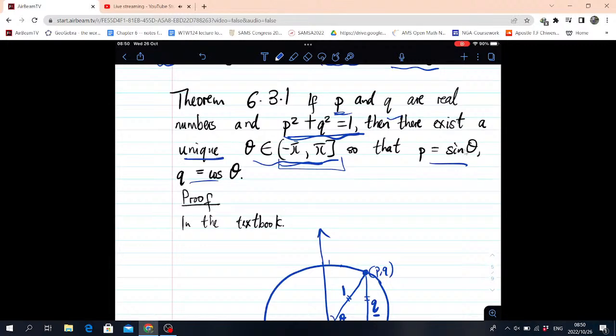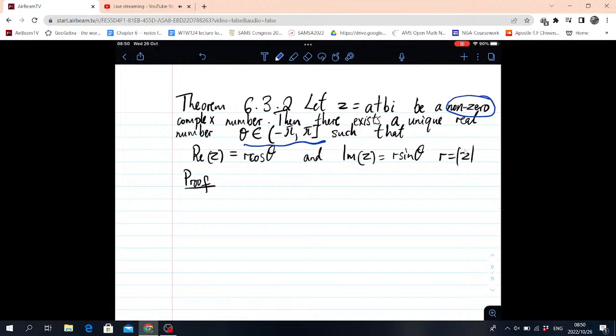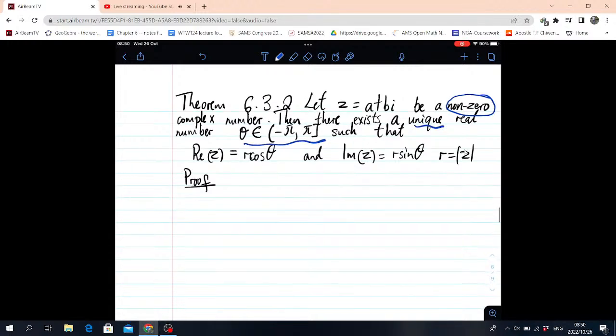So it's unique, and we need that for this theorem. We want it to be unique, and between those angles there. Then it says that the real part of z is going to be r cos theta, and the imaginary part is going to be r sine theta, right? And r is going to be the modulus of z. That's what the theorem is saying: if you're given any non-zero complex number, you can write it in this form.